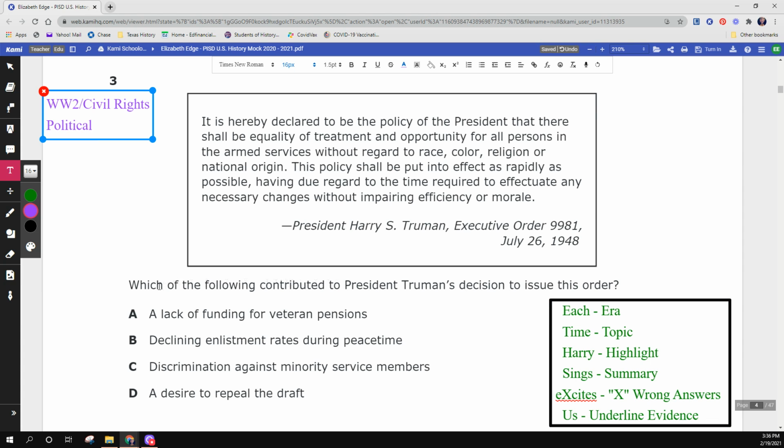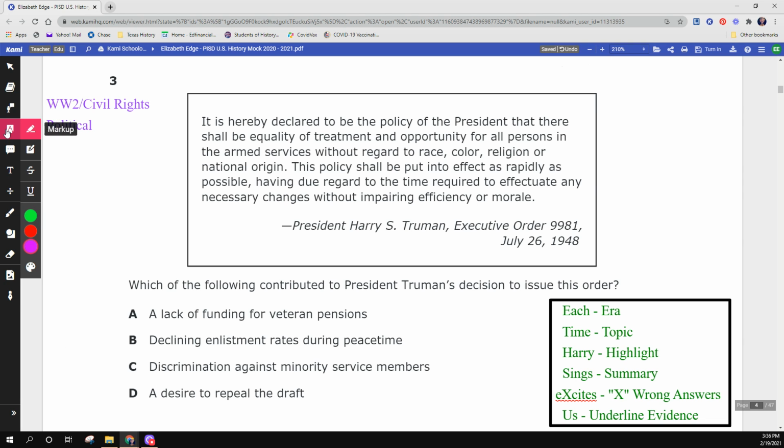All right, so next we're going to highlight our keywords. I always suggest that you start in the question down here because it is going to tell you what you need to be looking for specifically up here. So pull up our highlighter. All right, which of the following contributed to President Truman's decision to issue this order? So we're going to be looking at which one of the answer choices helped or contributed to President Truman's issuing of this order.